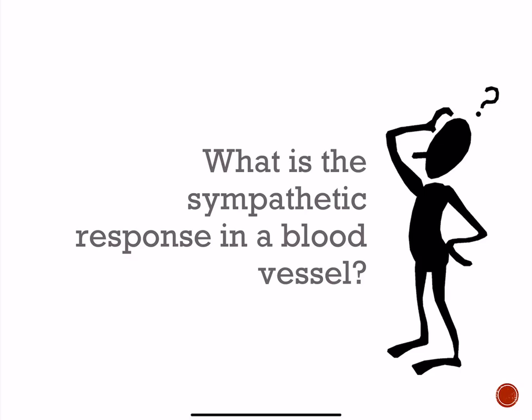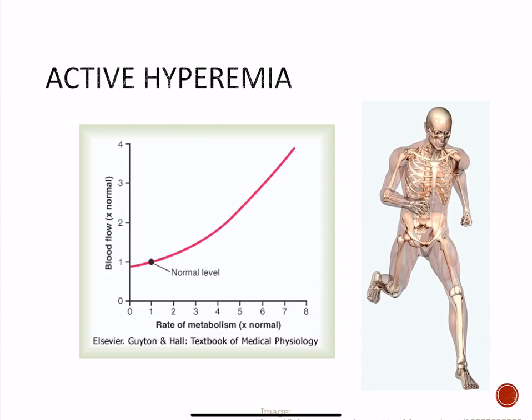vasoconstriction, you are right. And that might feel very strange because with exercise, we must have more blood flow. But in fact, the sympathetic nervous system causes a vasoconstriction. But it is true that if you look at the total amount of blood flow, as you increase the rate of metabolism, you are going to increase blood flow to the muscle. And this is known as active hyperemia.